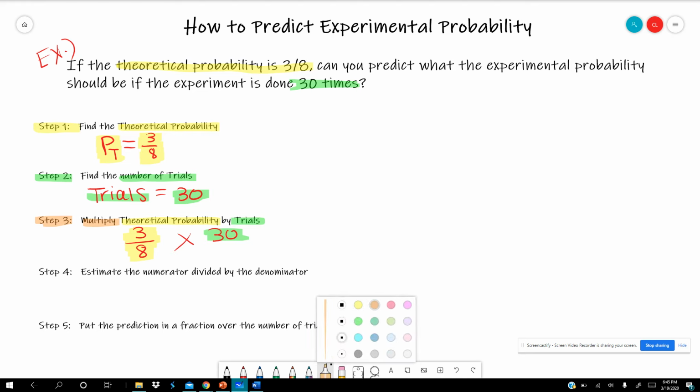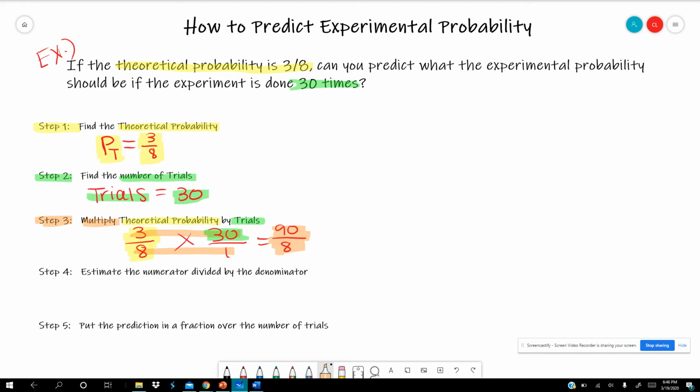Step 3 said we needed to multiply. So going back to my orange, to multiply, first thing, our 30 needs to turn into a fraction. So I'm going to stick it over 1. To multiply, we go across: the numerator times the numerator, denominator times denominator. 3 times 30 equals 90. 8 times 1 equals 8. There's our answer there.